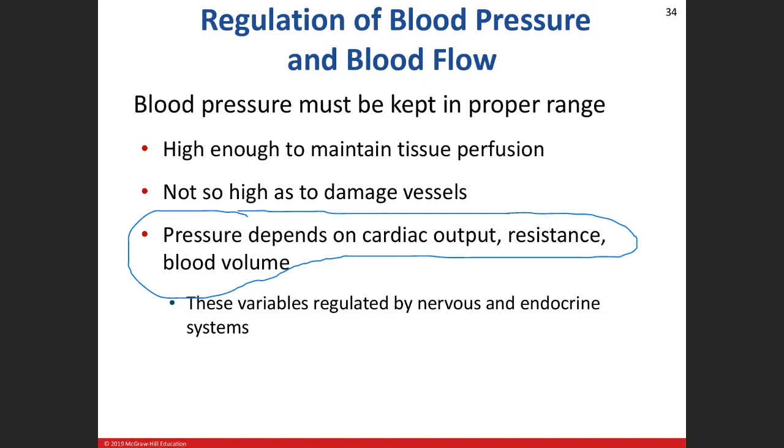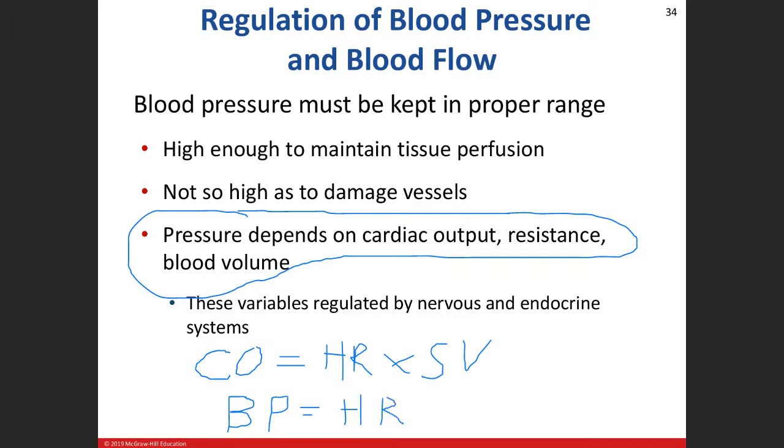pressure. Okay? So just a reminder, cardiac output, everybody should know this equation by now, is equal to the heart rate times the stroke volume. All right? Again, this equation you don't have to know, but I like it because it just helps me understand the concepts a little bit more. Blood pressure is equal to heart rate times the total peripheral resistance, the afterload. All right, what's going on in the blood vessels?